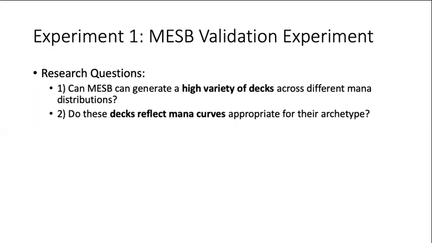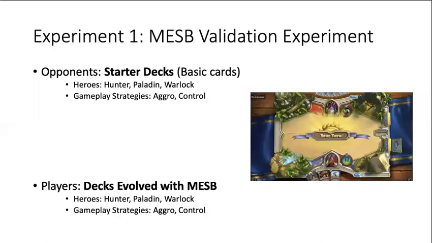If you recall, those are two behavior characteristics that we cared a lot about. We broke them down into two, but we're trying to approximate mana curve. And the idea being that one approach to deck building would be to first look at mana curve before deciding what sorts of cards you would like to have in your deck. And so for the validation experiment, we were working with the starter decks, which I mentioned earlier are the cards you have at the end of a tutorial. And we were evolving decks with MESB, and we were looking at aggro and control this time rather than just aggro.